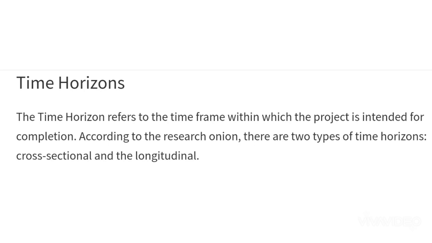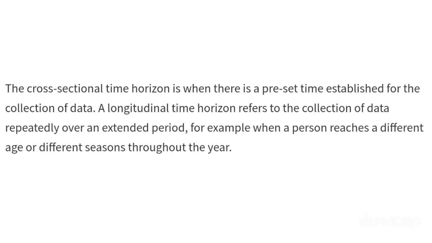Time horizons. The time horizon refers to the time frame within which the project is intended for completion. According to the research onion, there are two types of time horizons, namely cross-sectional and longitudinal. The cross-sectional time horizon is when there is a preset time established for the collection of data. A longitudinal time horizon refers to the collection of data repeatedly over an extended period, for example, when a person reaches a different age or different seasons throughout the year.